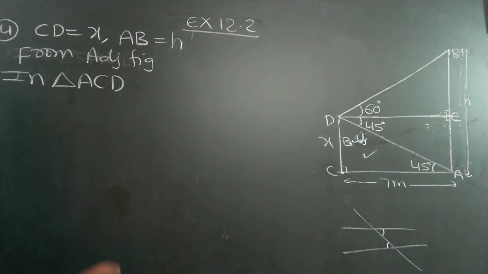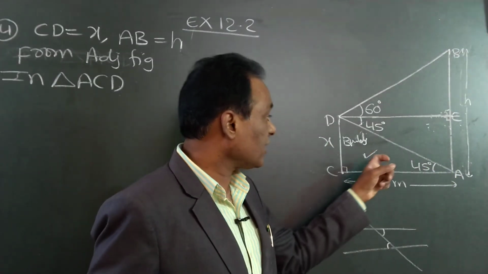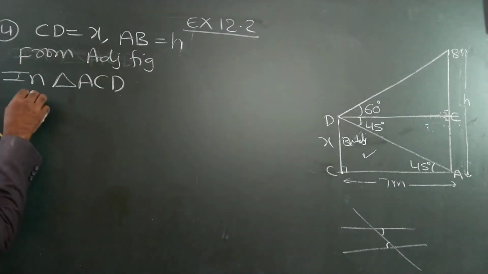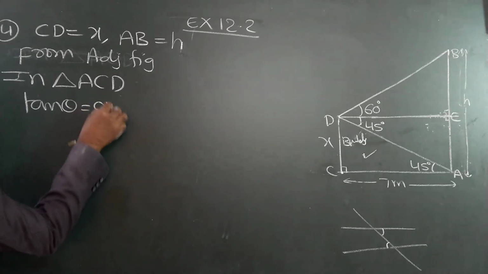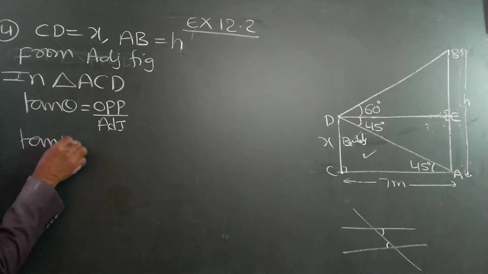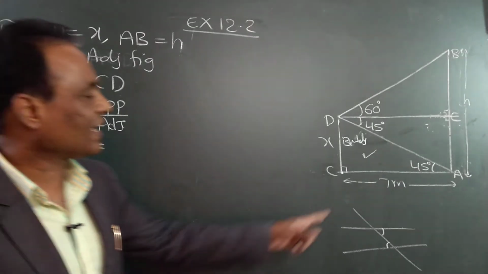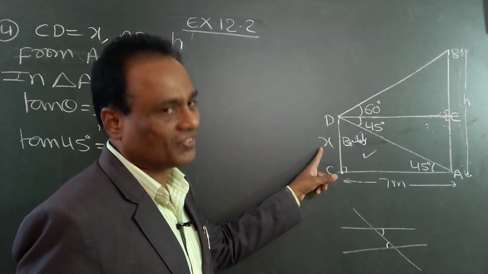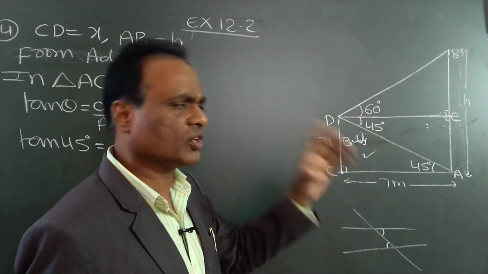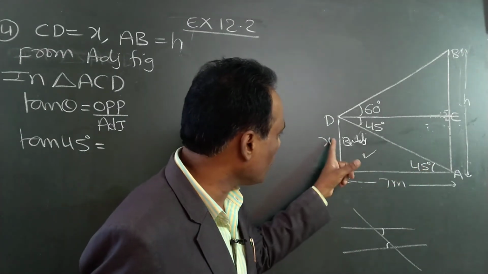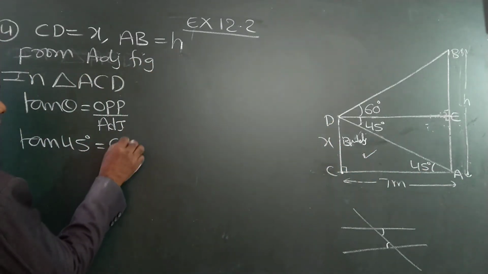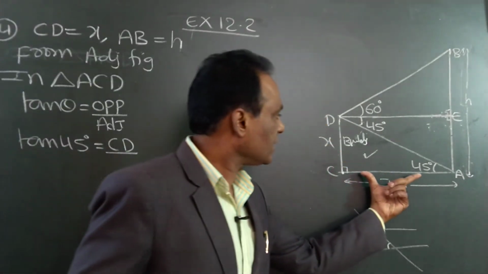Now, in triangle ACD, tan theta is equal to opposite by adjacent. Don't write. Now theta is how much? 45. Theta is 45. What is the opposite side? x. But let us write C symbol also. After that I will write x. I am writing one more extra step so that you can understand. Tan theta is equal to opposite by adjacent. For theta is 45, what is opposite? CD. Adjacent is AC.